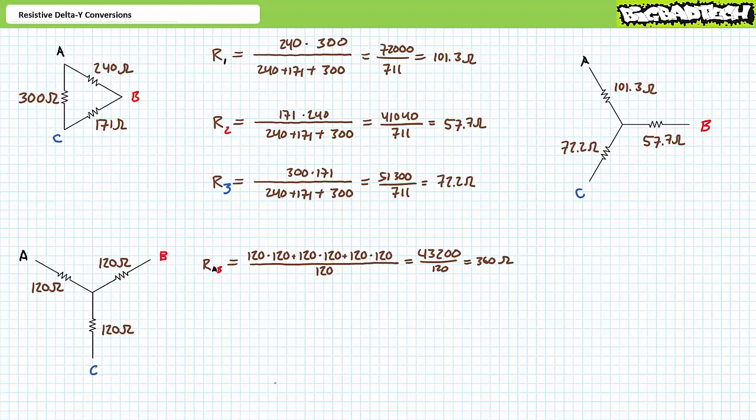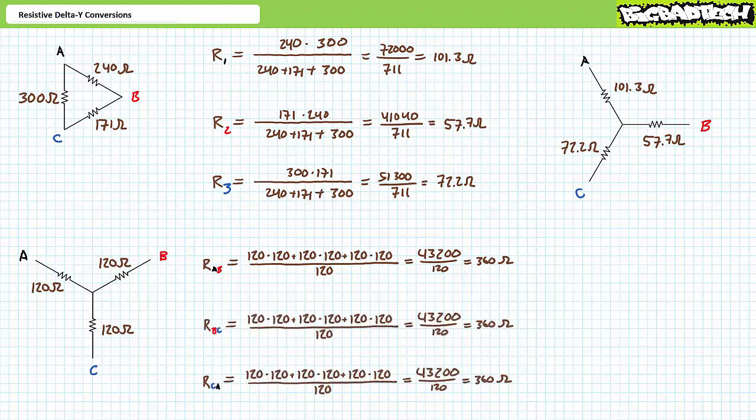Delta resistance RAB is the sum of the products of the Y resistances taken two at a time, divided by the resistance opposite of it. Our formula suggests RAB is 360 ohms, as does RBC and RCA.